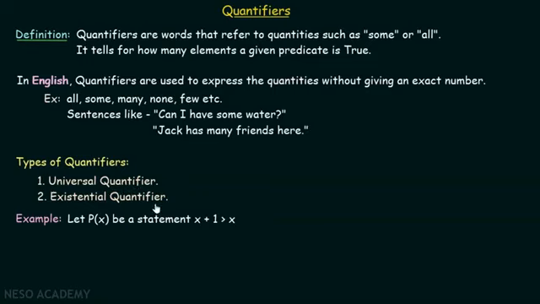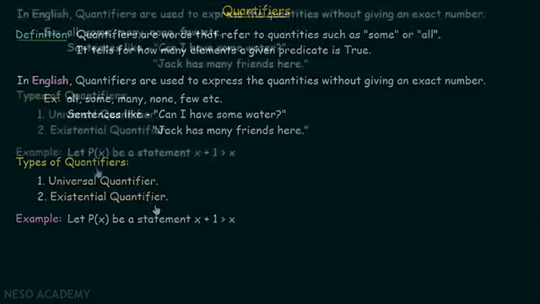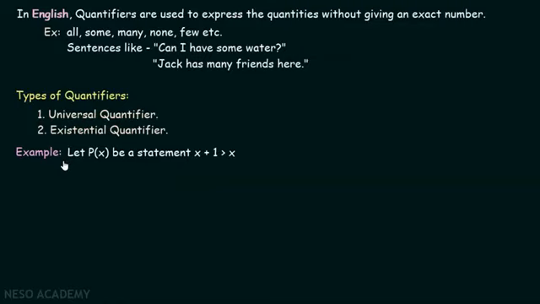Now let's consider one example which helps us understand how quantifiers work in mathematics. Let P(x) be the statement x + 1 > x. I would like to ask one question. What is the truth value for P(1)? P(1) will be 1 + 1 > 1, which is 2 > 1, and this is true. So the truth value of P(1) is true.